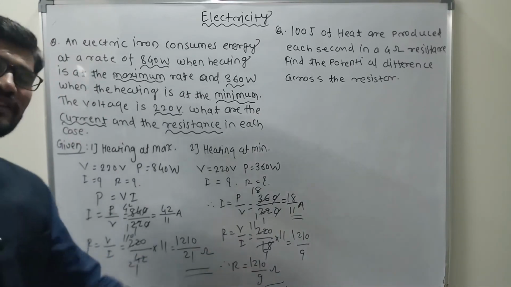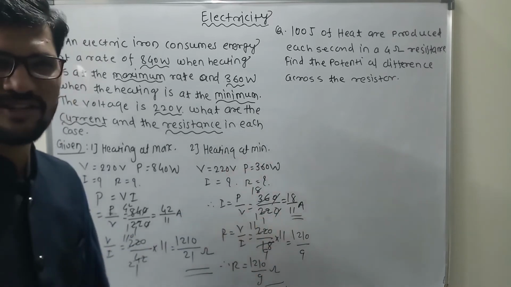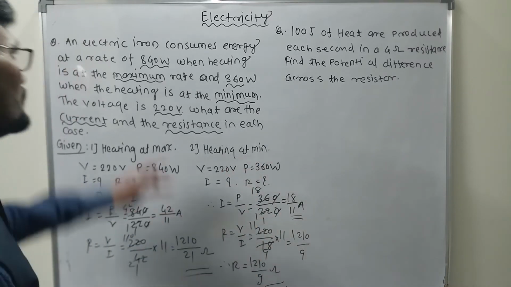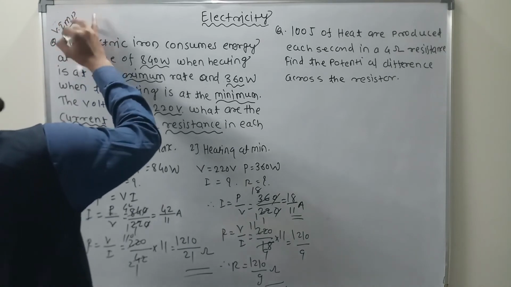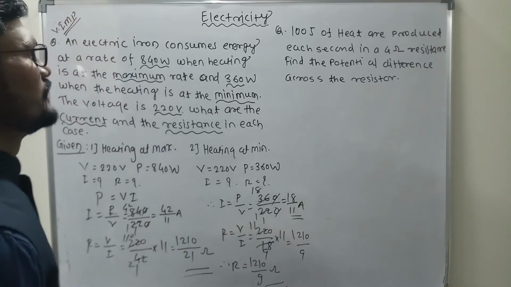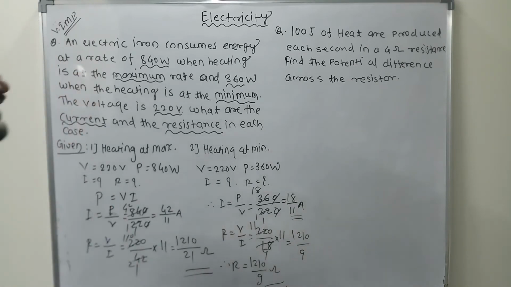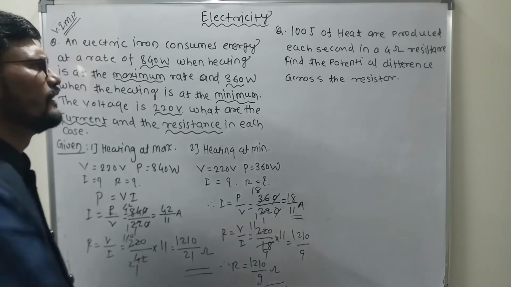ये further calculation आप इसमें कर सकते हो जो भी होगा ये decimal में आएगा. Clear? This is exactly it. This is a very important type of question. Very, very important. Clear? It's very good. Take it. Next.